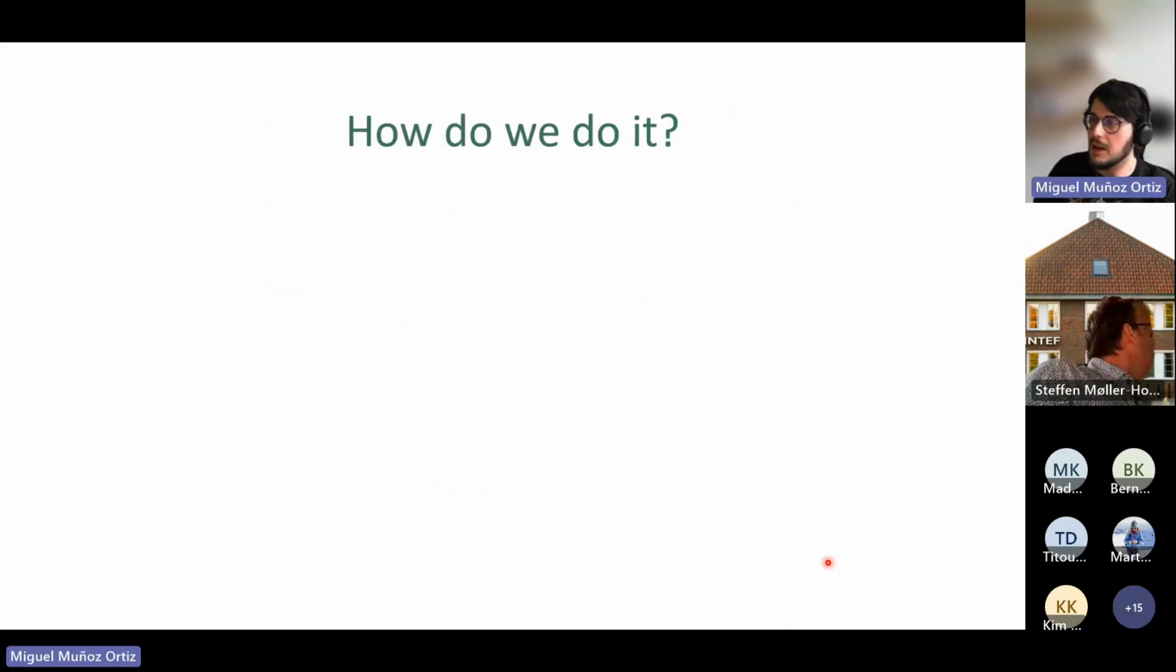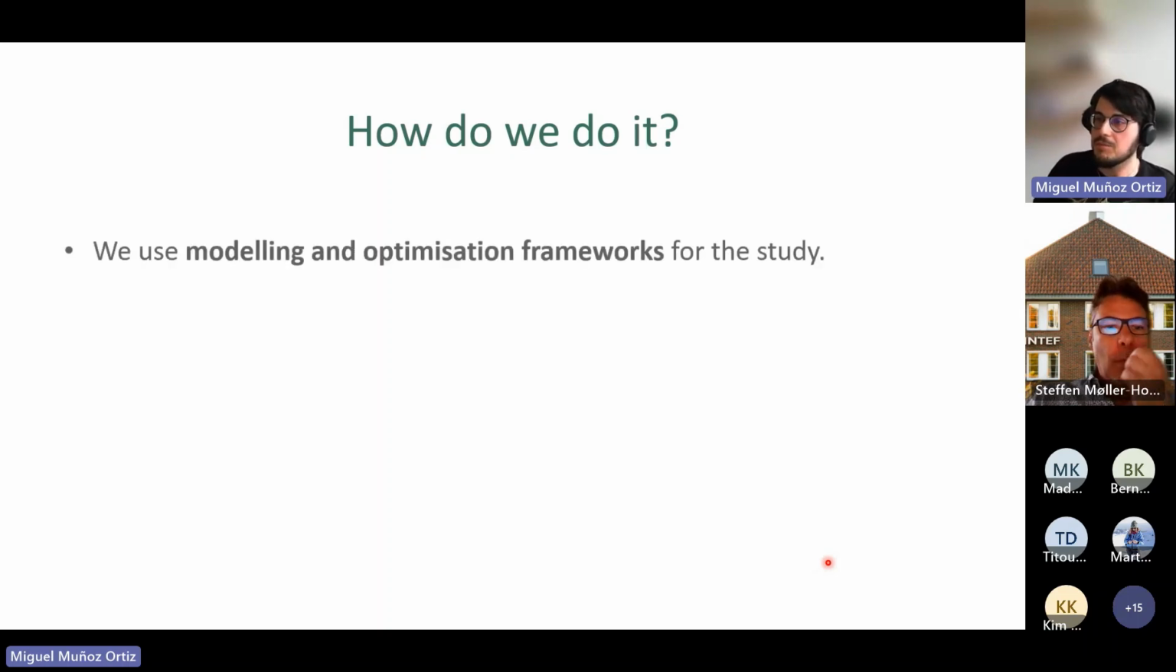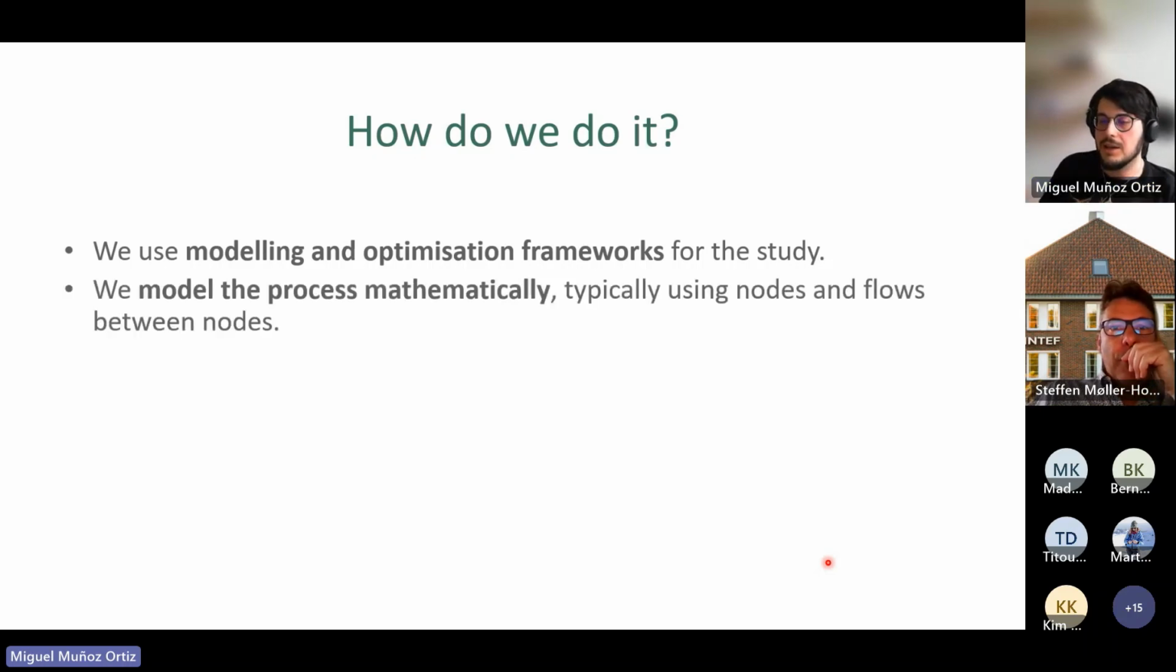We focus a bit more on how we do it, because as I mentioned before, you can do a techno-economic assessment just by writing the main cost and the main technical parameters of your system into one Excel sheet, estimating the cost, and then just seeing how profitable this is. This can be useful in some cases, but we try to apply modeling and optimization frameworks to this kind of study. That means we model the system dynamics, the cost, the investment cost, short and long-term perspectives mathematically, using the nodes and flows as I showed before.